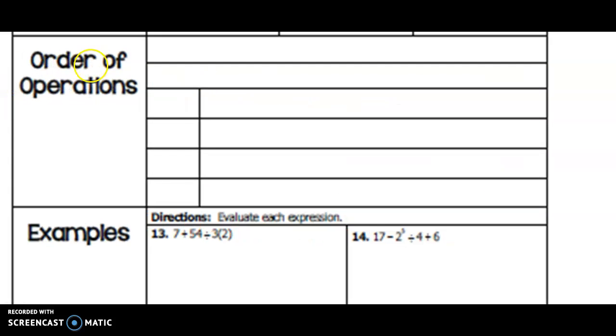I actually had to pause the video so we could get this together. Now, an order of operations, many of you have heard this called PEMDAS, or please excuse my dear Aunt Sally, but these are simply steps that we use to simplify an expression using a specific order. Sorry about that.